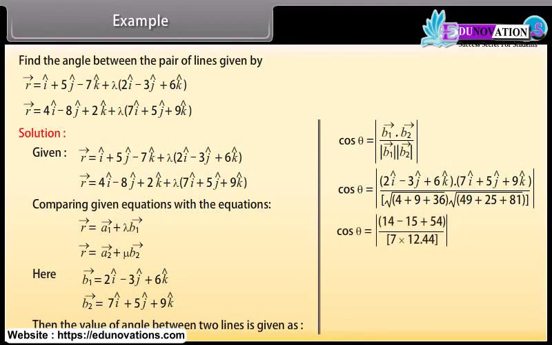Cos theta equals modulus of (14 minus 15 + 54) divided by 7 into 12.44, which equals modulus of 53 by 87.08. Theta equals cos inverse of 53 by 87.08. Theta equals 52.51 degrees.